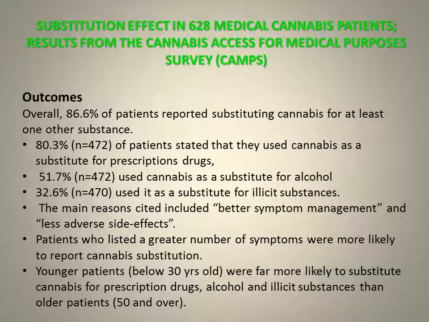I speculate that this could be due to a number of factors. One, maybe younger patients have a higher rate of alcohol and other substance use in general, and therefore they'd be more likely to substitute cannabis for it. Two, maybe younger patients may be more familiar with recent anecdotal and scientific evidence about cannabis substitution effect, and therefore may be more likely to engage in deliberate substitution. And lastly, older patients may be more fixed in their substance use routines, and therefore may be less likely to substitute cannabis for other substances.